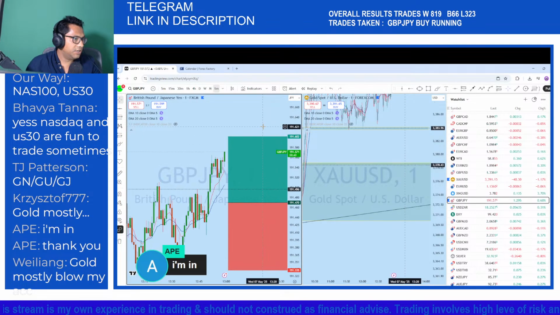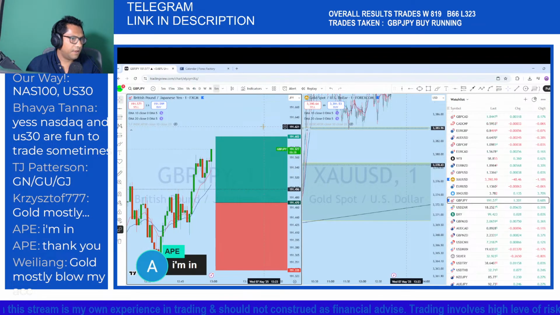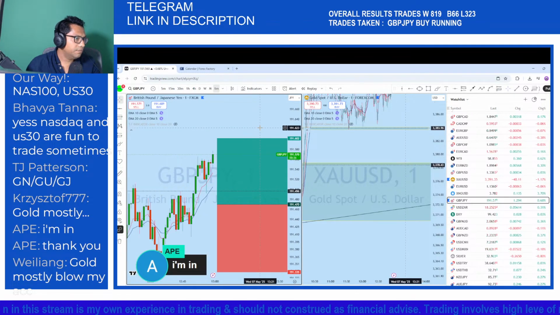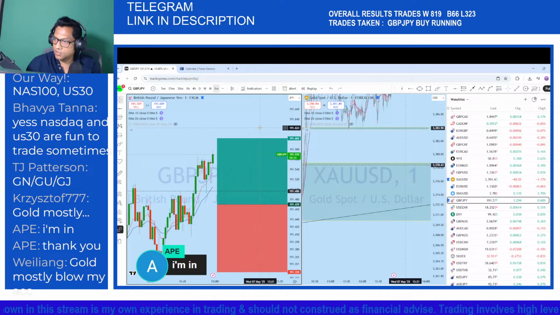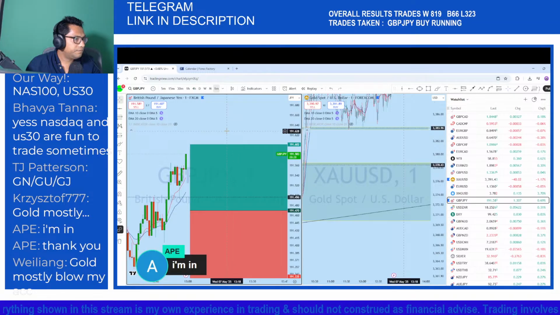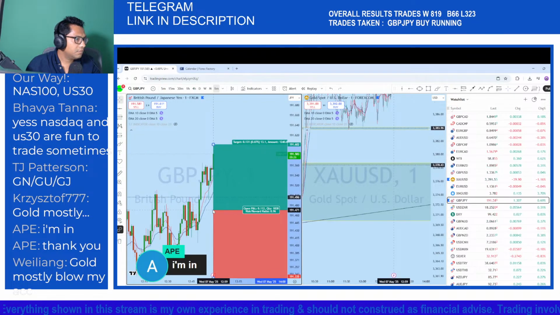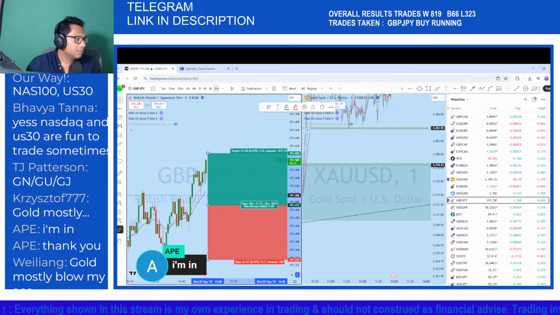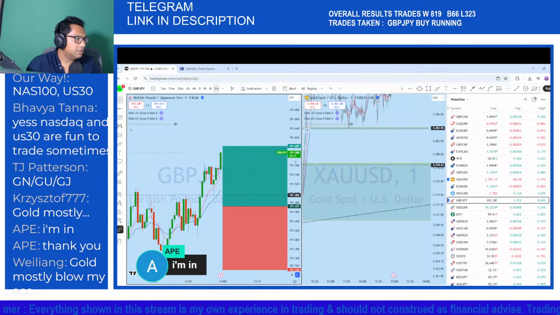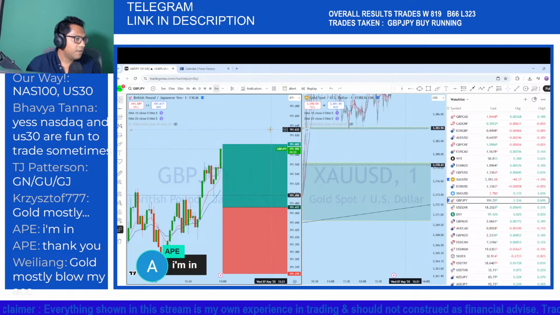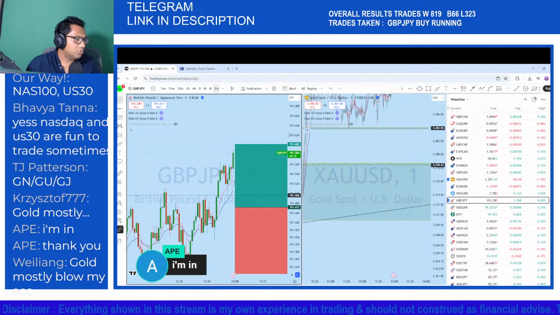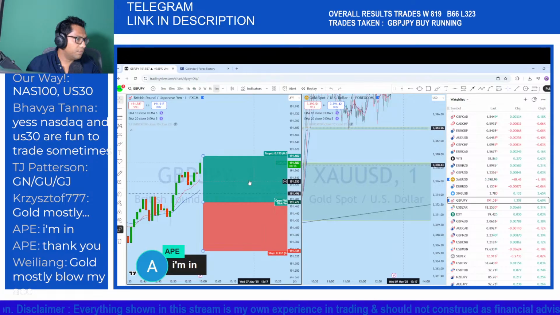Let's take a trade here. And then we will be looking at gold as well. So far going in the direction as planned. And yeah, almost there. Are you guys with me? So we are almost there to hit the TP. One more bounce.